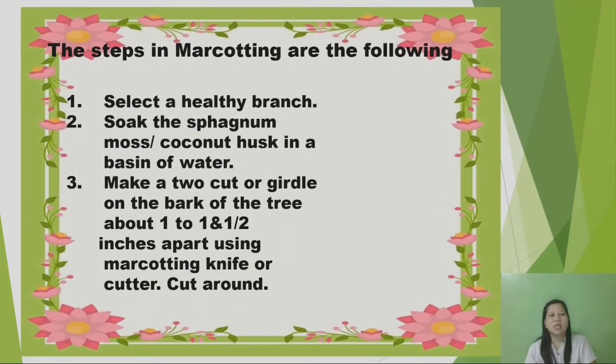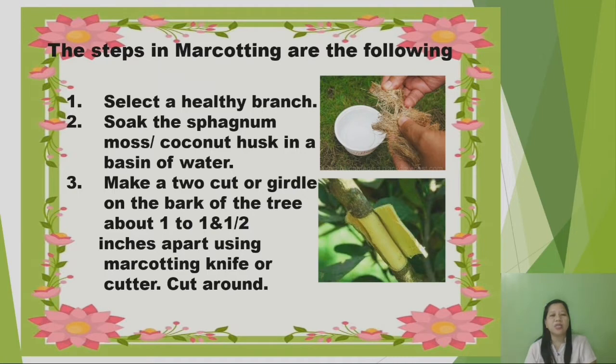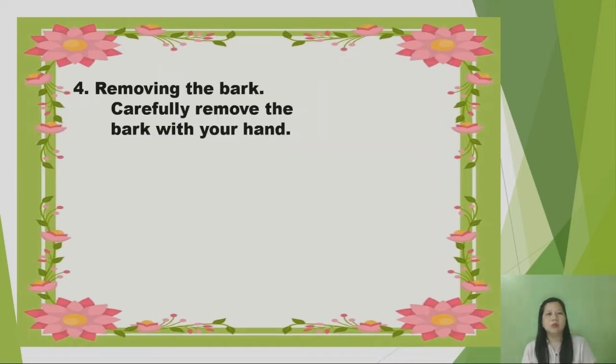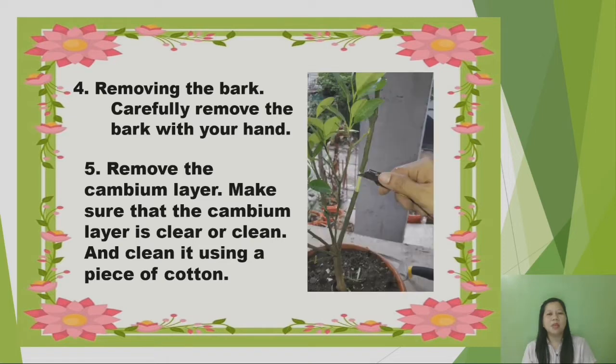The steps in marcotting are the following. 1. Select a healthy branch. 2. Soak the sphagnum moss or coconut husk in a basin of water. 3. Make a two-cut or girdle on the bark of the tree about 1 to 1.5 inches apart using a marcotting knife or cutter. Cut around. 4. Remove the bark. Carefully remove the bark with your hand. 5. Remove the cambium layer. Make sure that the cambium layer is clean, and clean it using a piece of cotton.